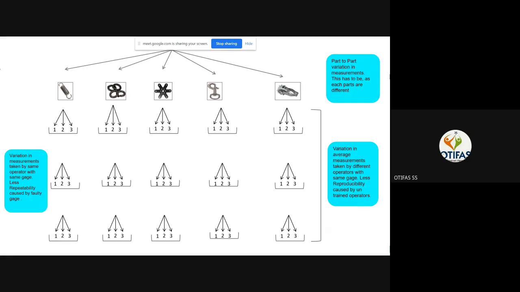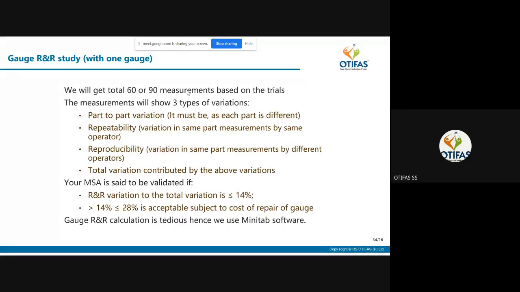Variation in the average measurement taken by the operator. So we have three things: part to part variation, variation because of reproducibility, and variation because of repeatability. Now we will get 60 or 90 measurements. Part to part variation must be there, as each part is different. Repeatability and reproducibility variation are the same as operator variation.